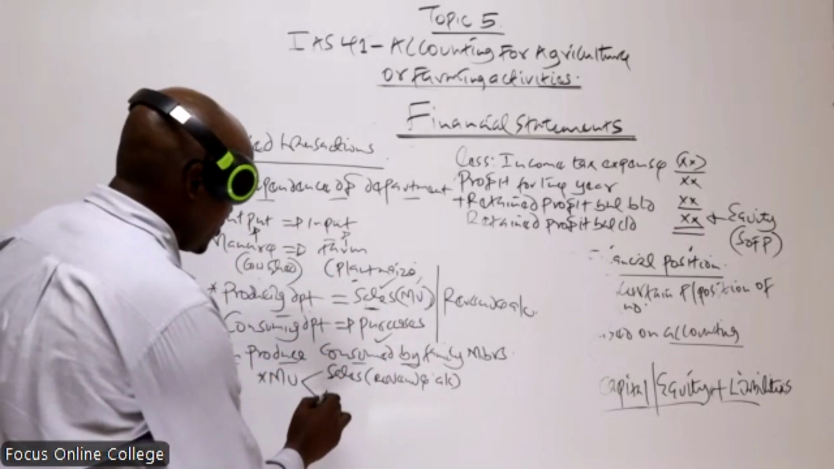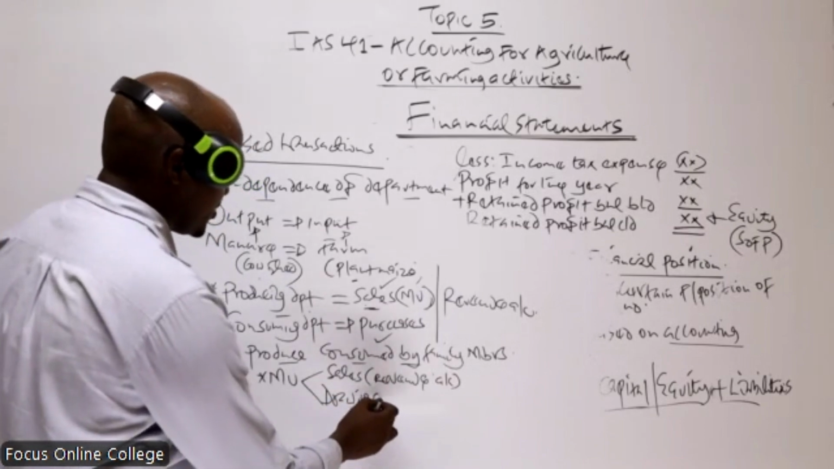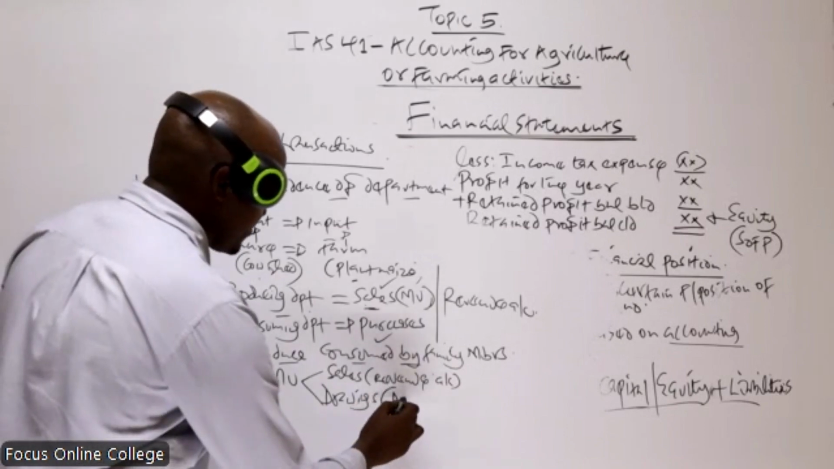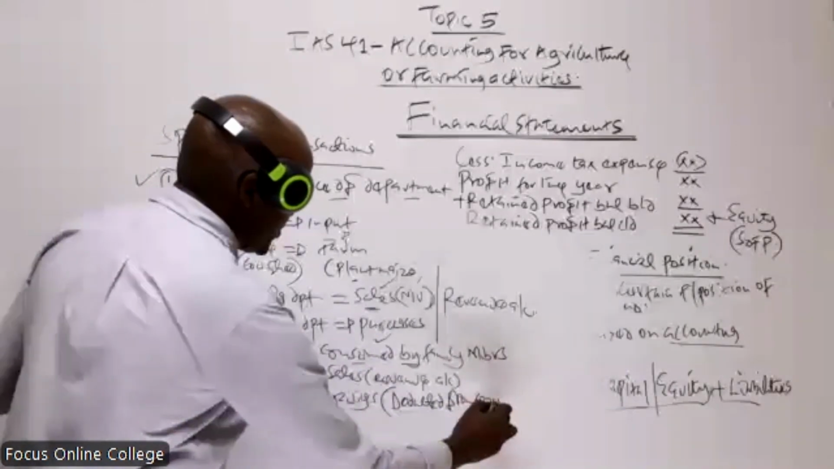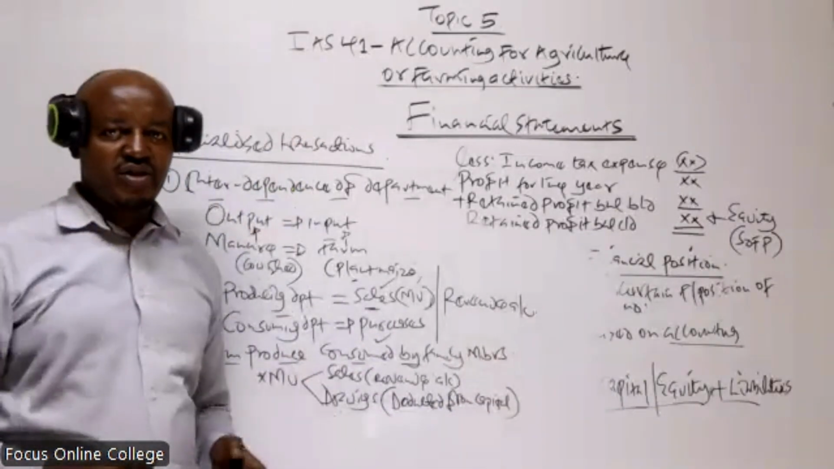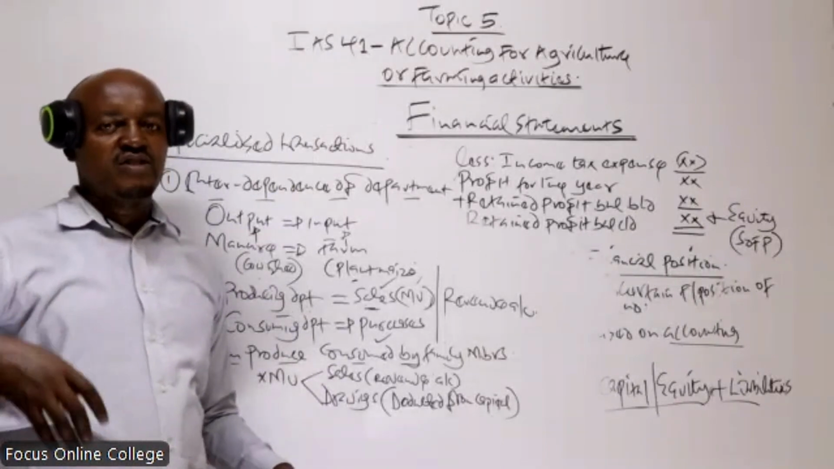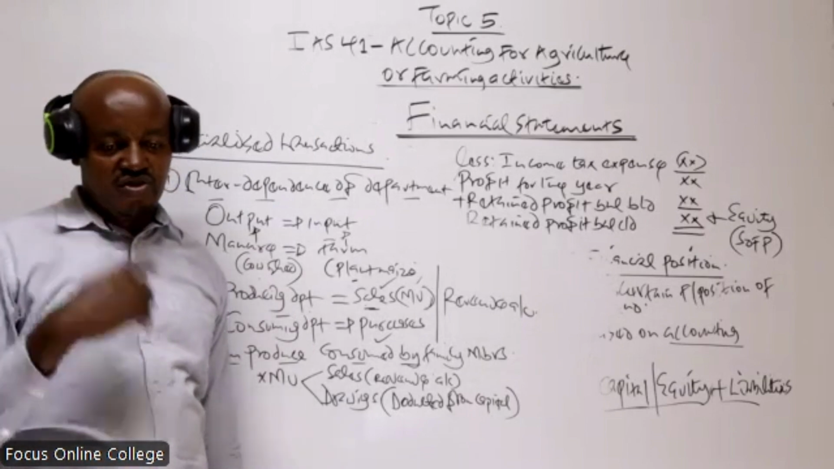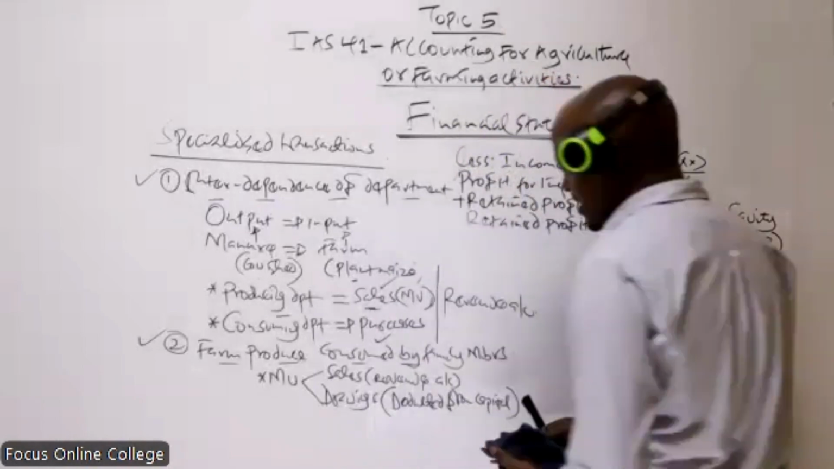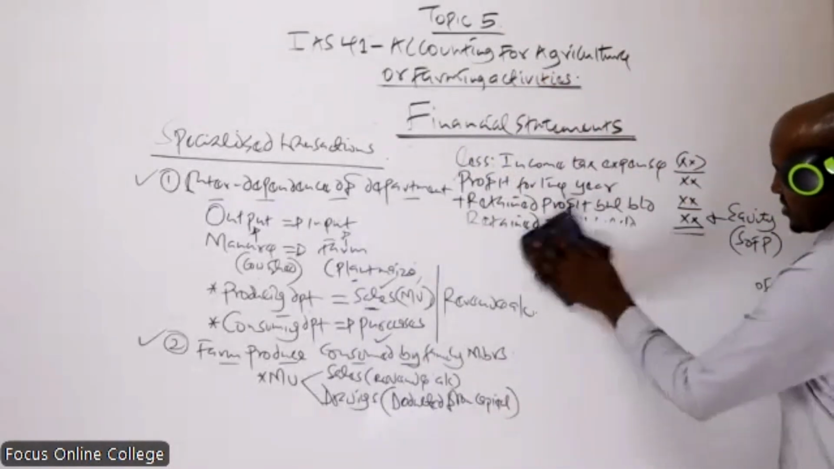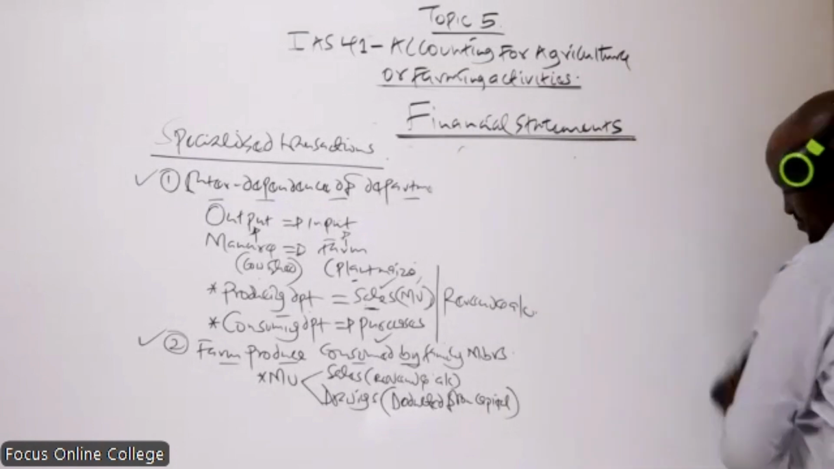Number two, you also account for this as drawings. Drawings are deducted from capital. It's just like where you have a business, but you're taking some goods from your business for your personal use. That is drawings. It reduces your capital. So any farm produce consumed by the family members, we account for that as sales. We also account for that as drawings, which reduces the capital.